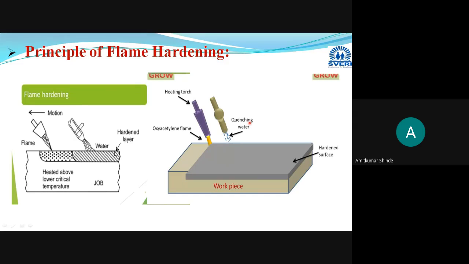You heat this point, and after heating, the torch moves in the left direction, from right to left, and simultaneously along with the heating you are doing the cooling operation. This is the water spray you are using here. After heating the component, you spray water on the surface, and it gets hardened. These are the hardened layers. So this is the principle of flame hardening. It consists of your workpiece or job.